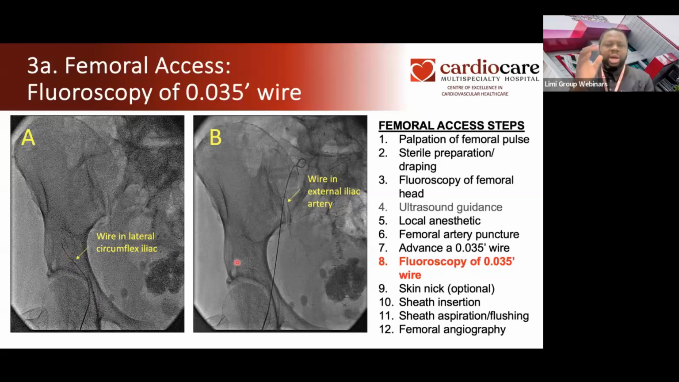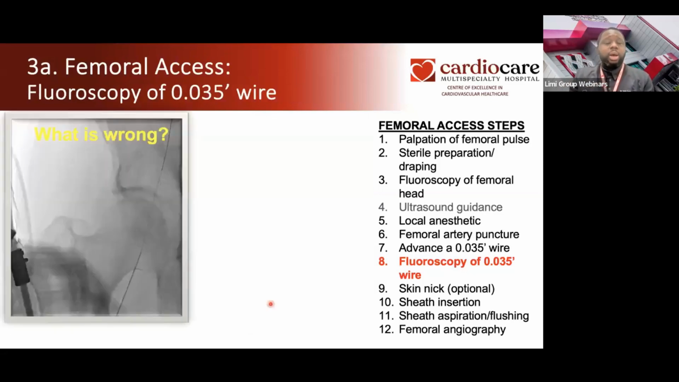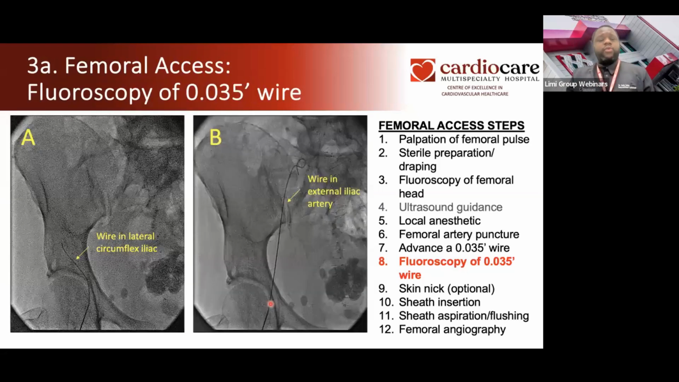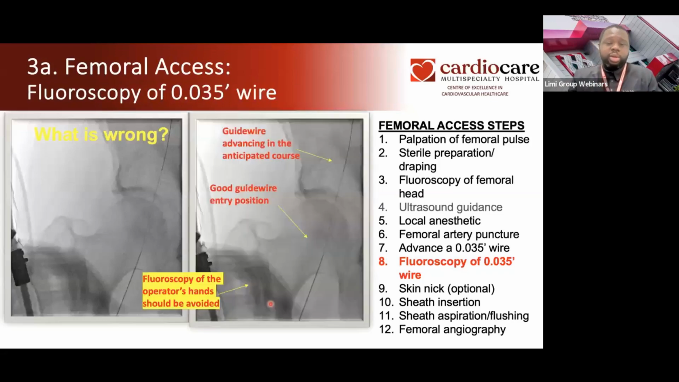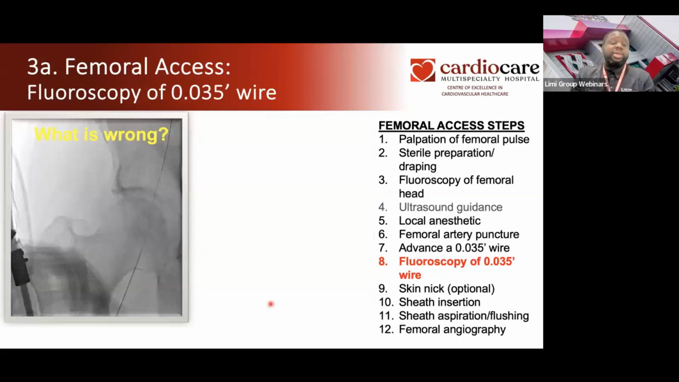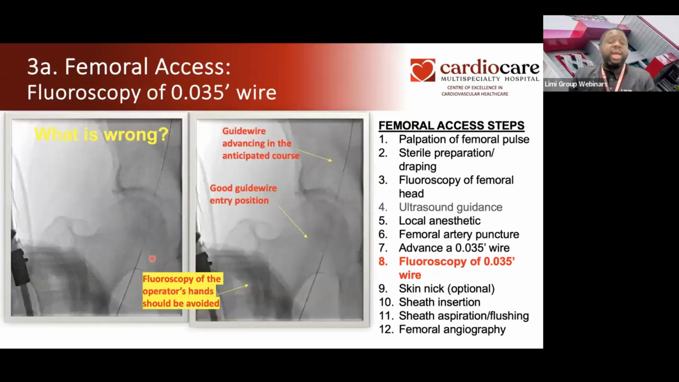So you typically do it in your cath lab, where you can see your wire going up very well, and then you can pass it. Okay, so if we look at this, you ask the question, what went wrong? The thing that went wrong in this case is nothing more than the hand of the surgeon in the fluoroscopy. The hand of the surgeon. This is a bad thing. You should avoid it as much as possible.